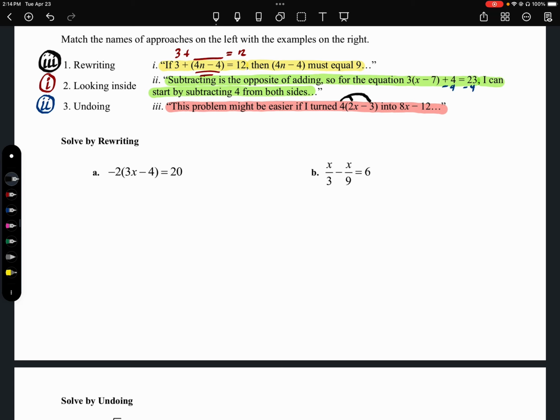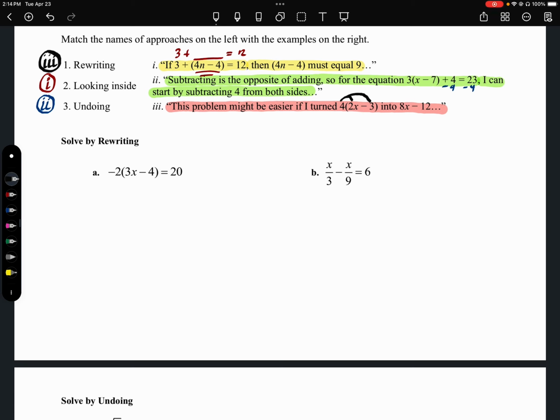All right, next part, we're just going to do a few examples of each, and then you can practice. Like I said, when it comes down to it, you can solve them whichever method you prefer to use, but we're just going to do a couple examples of each right now.